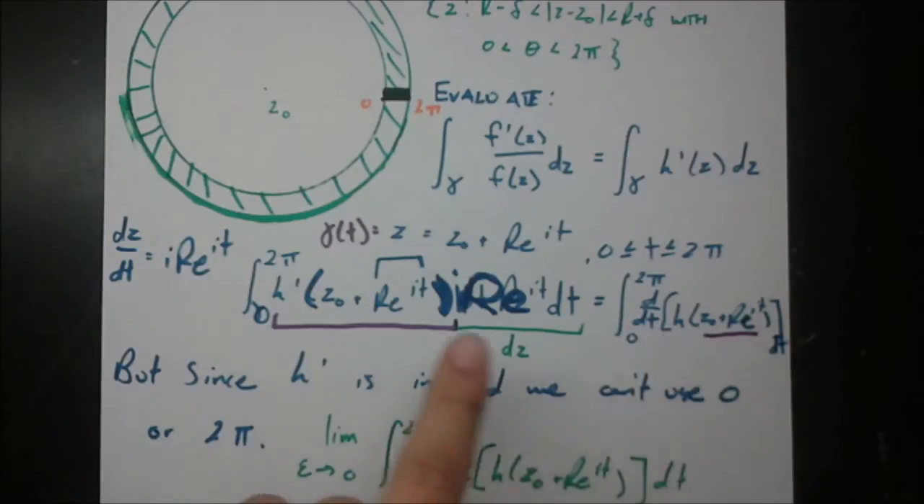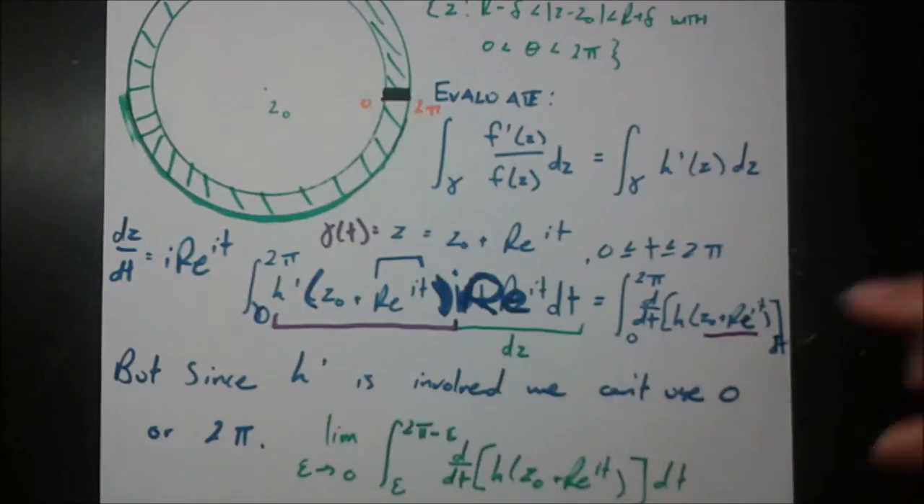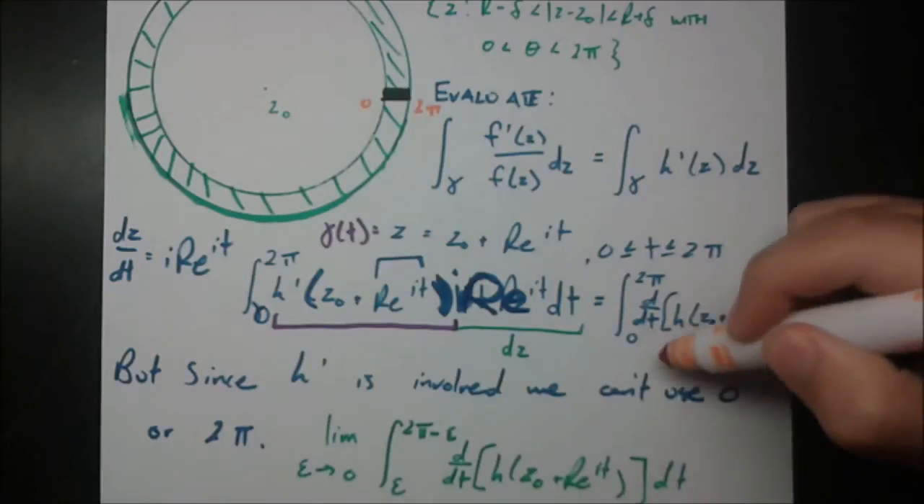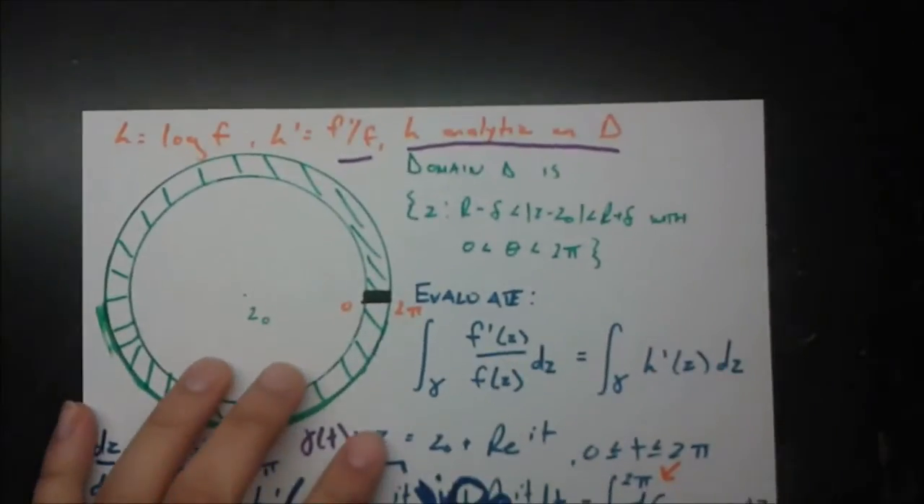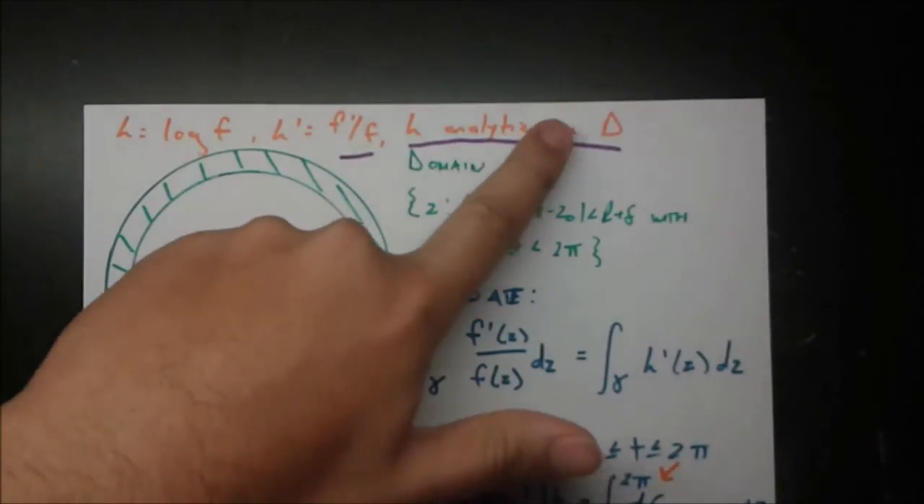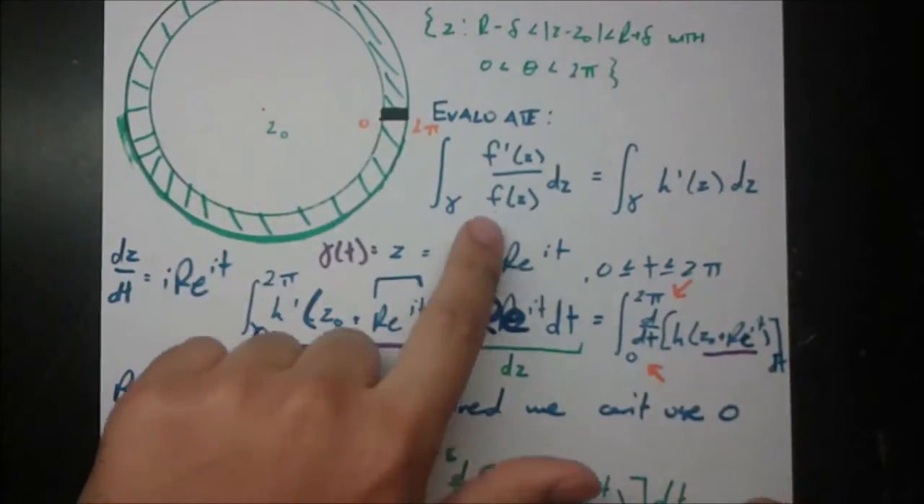Even though everything we did with the integrand is fine, these limits right here, from 0 to 2 pi, there's a problem. There's a slight problem here that will be problematic if we don't correct it right now. Let's notice something I said in the very beginning: h is analytic only on D. So everything was fine until we introduced h.